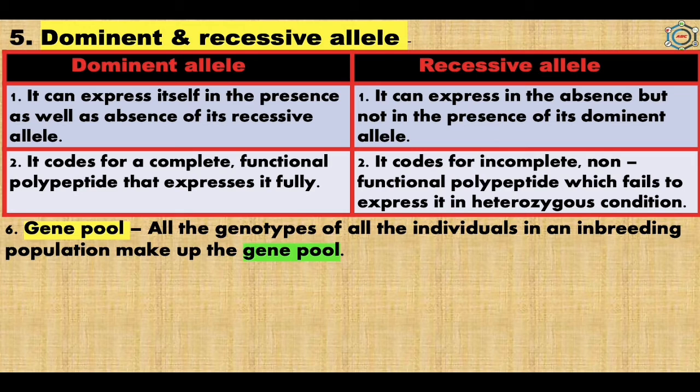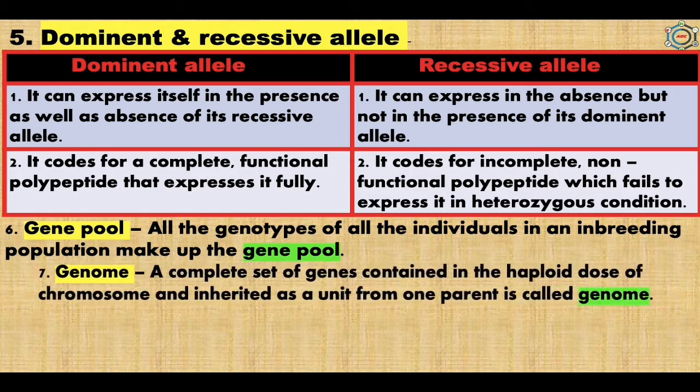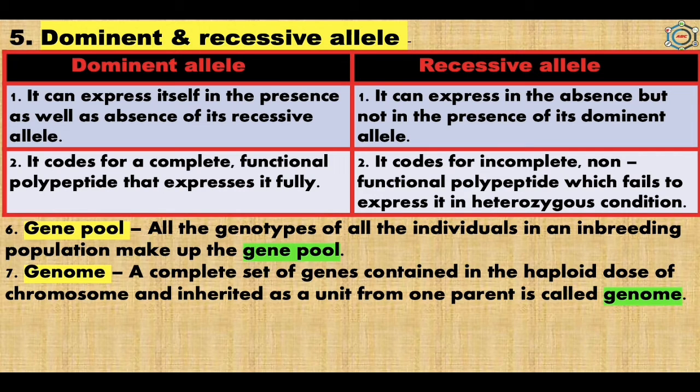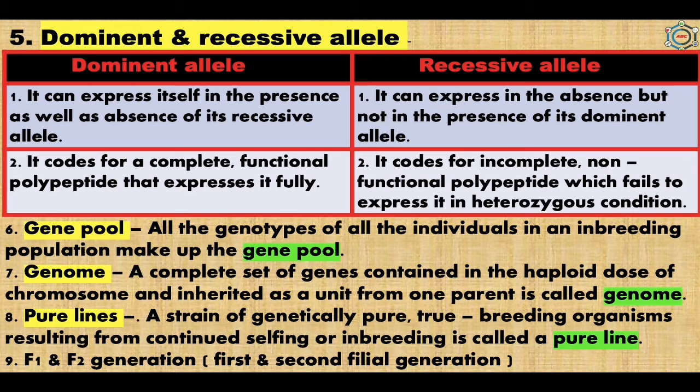Now the gene pool. All the genotypes of all the individuals in an inbreeding population make up the gene pool. Next is genome, a complete set of genes contained in the haploid dose of chromosome and inherited as a unit from one parent is called genome. Next is pure lines. A strain of genetically pure true breeding organism resulting from continued selfing or inbreeding is called pure line. Next is F1 and F2 generation, that means first and second filial generation.